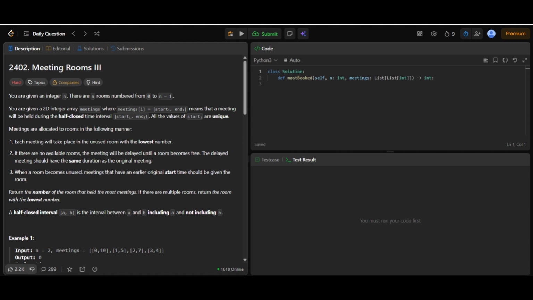After all meetings are processed, your task is to return the room number that hosted the most meetings. If multiple rooms have the same maximum number of meetings, return the room with the smallest number. Remember, a half-closed interval means the meeting includes the start time but excludes the end time. That is the full problem statement.